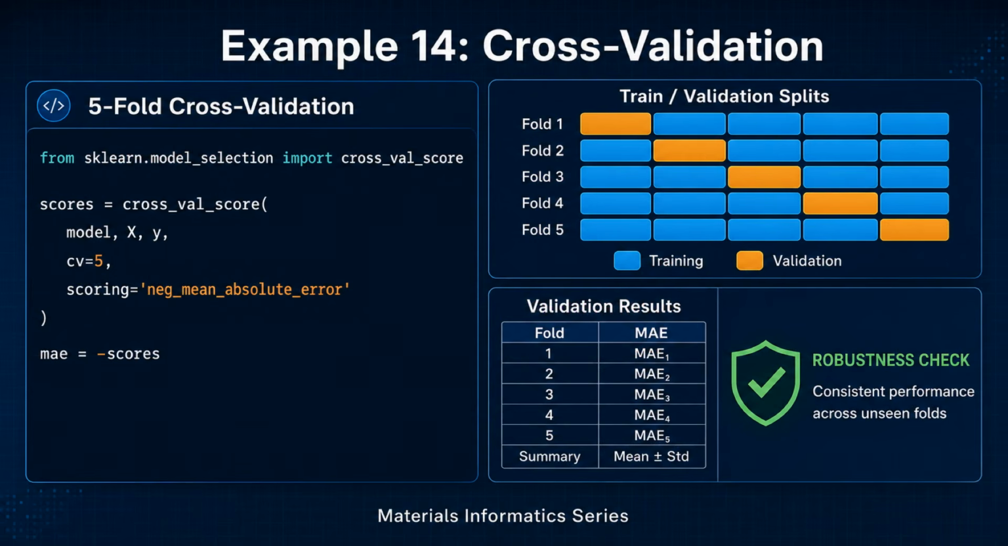A single train test split might give misleadingly optimistic or pessimistic results depending on the random split. 5-fold cross-validation provides a more reliable estimate. We train 5 models, each using a different 20% for validation. The mean and standard deviation of error across folds indicate both accuracy and stability. Large variation across folds suggests the model is sensitive to which samples are in training versus validation.